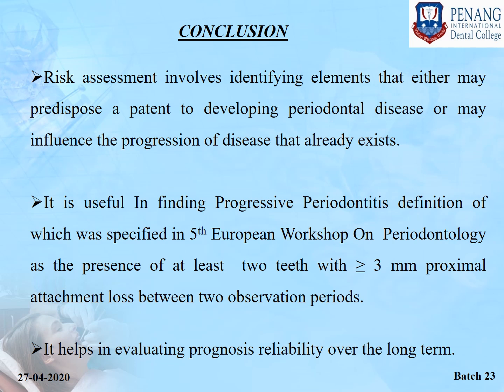Risk assessment involves identifying elements that either may predispose a patient to developing periodontal disease or may influence the progression of disease that already exists. It is useful in finding progressive periodontitis, the definition of which was specified in the 5th European Workshop on Periodontology as the presence of at least 2 teeth with more than 3 mm of proximal attachment loss between 2 observation periods. It helps in evaluating prognosis reliability over the long term.